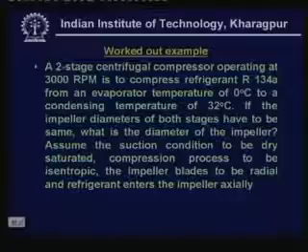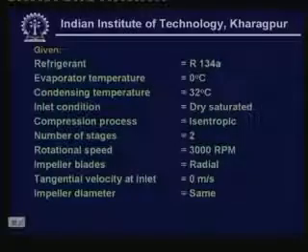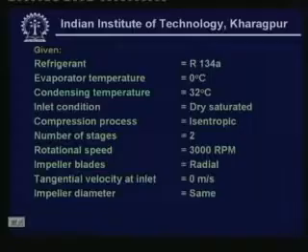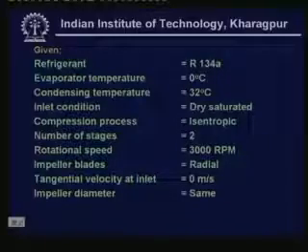So here let us look at the given information. The refrigerant is R134A, evaporator temperature is 0 degree centigrade, condensing temperature is 32 degree centigrade, inlet condition to the compressor is dry saturated, compression process is isentropic, number of stages is 2, rotational speed is 3000 rpm, impeller blades are radial, tangential velocity at inlet is 0 meter per second, that means the refrigerant enters axially, and the impeller diameter is the same for both the stages. From this information we have to find out the required diameter of the impeller.